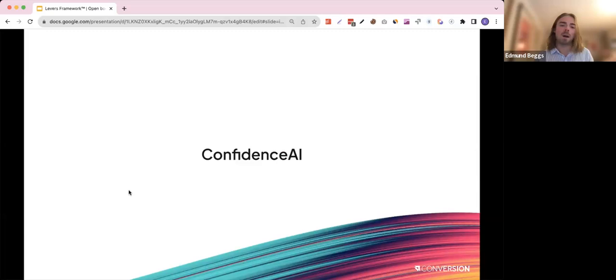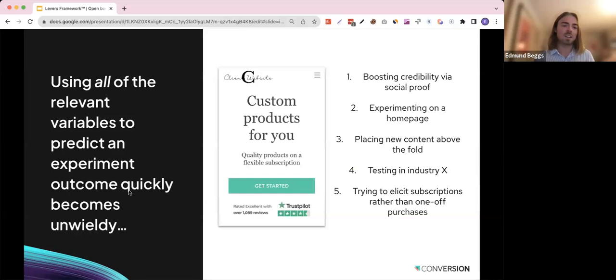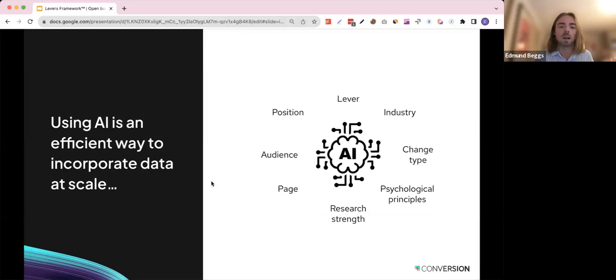Finally, I'll talk a little bit about Confidence AI, because this is really where we push the boundaries on this further. Obviously, there are lots of things, as we discussed at the start, that could be important considerations when you're thinking about how to describe what's important in an experiment, right? Different ways you might describe the independent variable or reasons that it won. So in our original example, yes, we were boosting credibility via social proof. We were also experimenting on a homepage, placing new content above the fold, testing in whatever industry we're testing in, and trying to elicit subscriptions rather than one-off purchases. It's a lot of segmenting of data, a lot of narrowing down, lots of considerations. It's going to be a difficult manual task.